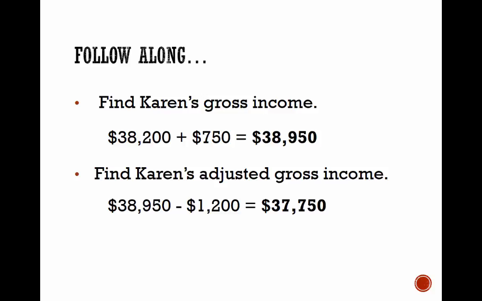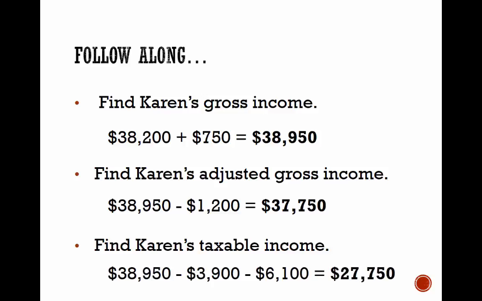$37,750. To determine her taxable income, we want to take out the personal exemption and the standard deduction. If you remember, Karen took a personal exemption of $3,900 and claimed the standard deduction of $6,100, giving her a taxable income of $27,750. This is the amount the federal government is going to use to find Karen's federal income tax burden.